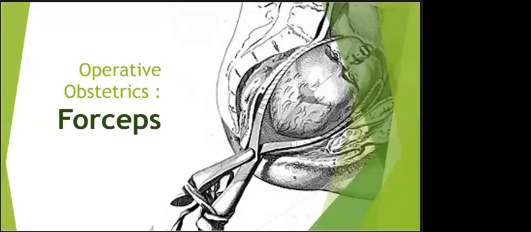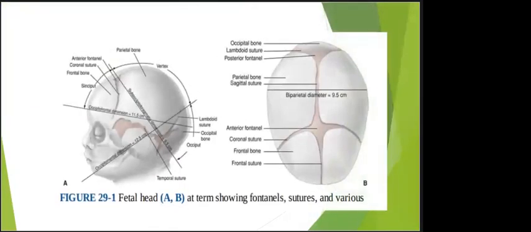Let us discuss first the forceps. But before that, let us review fetal head anatomy. This is the anterior fontanelle, the posterior fontanelle, and of course the sagittal suture, the suboccipitobregmatic dimension, the occipitoparietal dimension, and then the occipitofrontal dimension. These are the dimensions or the areas of the head that you have to be familiar with.